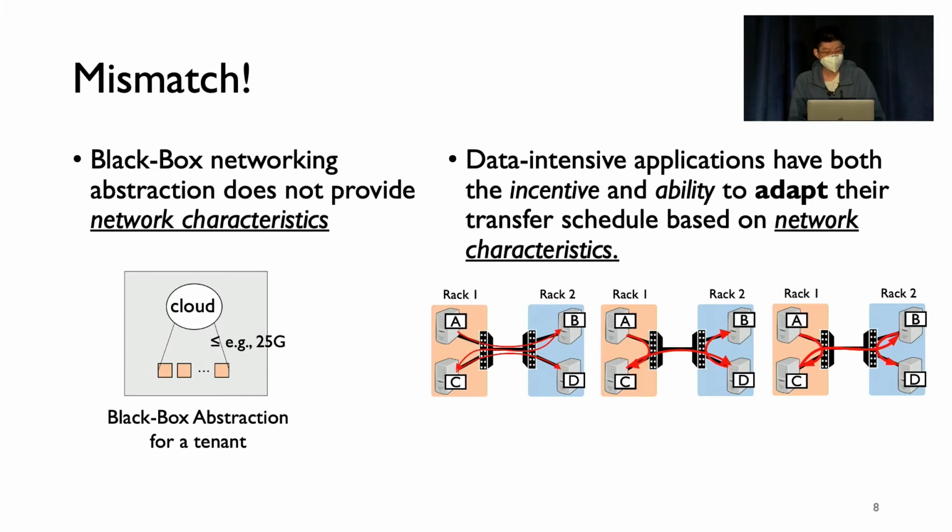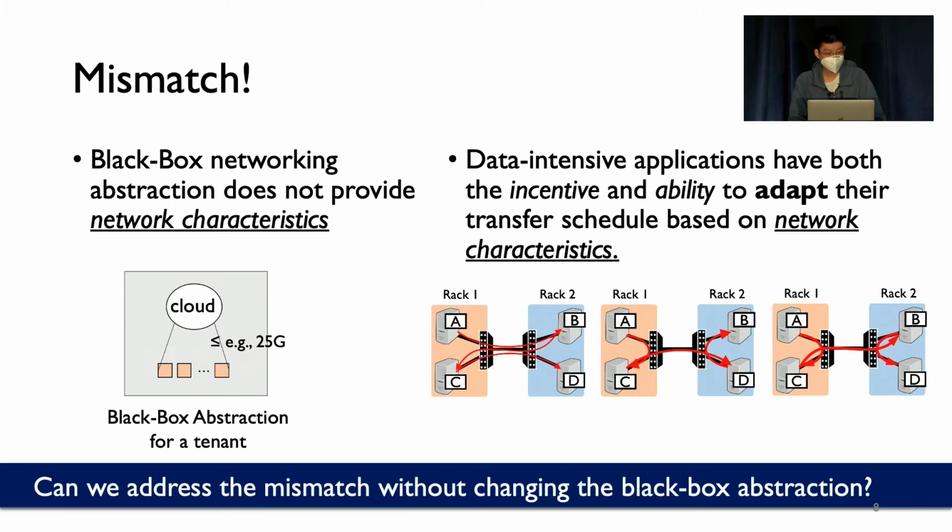Note that this bandwidth and topology information is available in a private cluster or a controlled environment, but it is not available in today's cloud. As a result, today's black box networking abstraction and the adaptiveness of data-intensive applications together create a fundamental mismatch. This mismatch misses an important opportunity to optimize the application performance. So the question is, can we address the mismatch without changing today's black box abstraction?